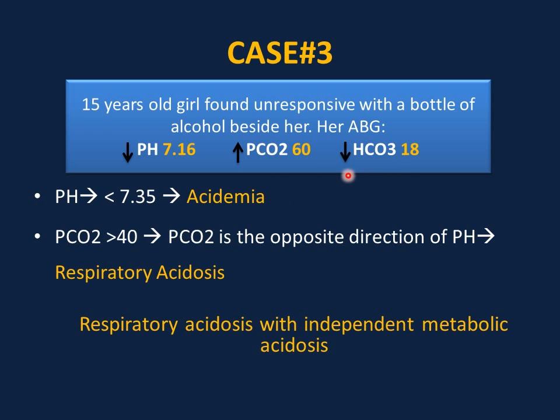Why? Because this patient is drinking a lot of alcohol, causing severe metabolic acidosis, and maybe respiratory depression. The patient was unconscious and unresponsive, so retaining a lot of CO2. So this is a case of respiratory acidosis with separate metabolic acidosis. So the compensation here is inappropriate.